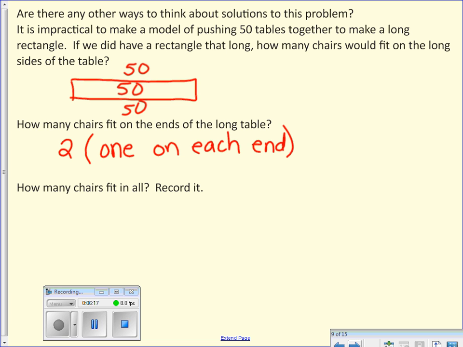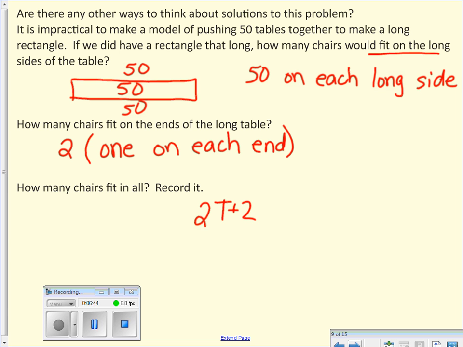So how many chairs fit on the ends? 2. 1 on each end. Okay? So on each long side of the table, we could fit 50. On each long side, plus 2 on the ends. So how many chairs fit in all? So let's see, if our formula was 2t plus 2, my table is 50. I have 50 tables plus 2, plus 100 plus 2, 102.